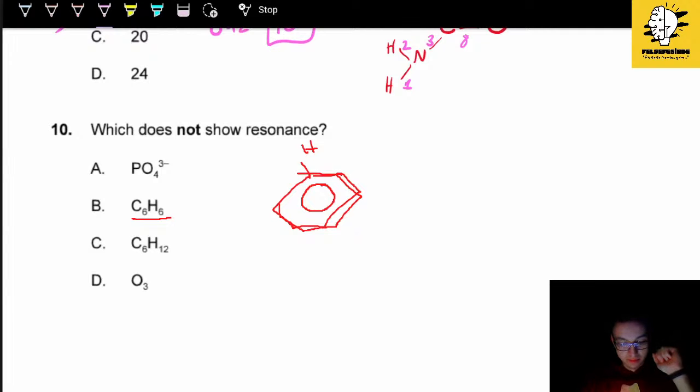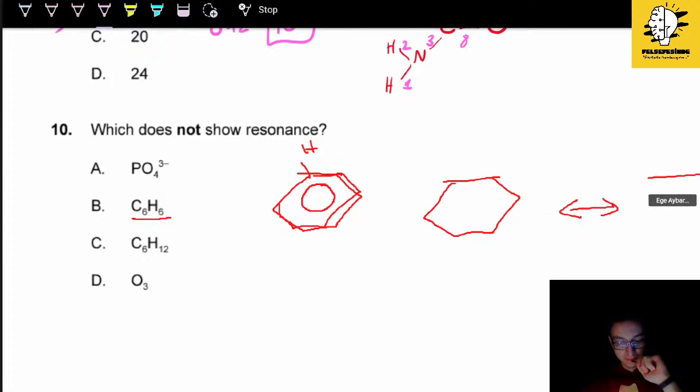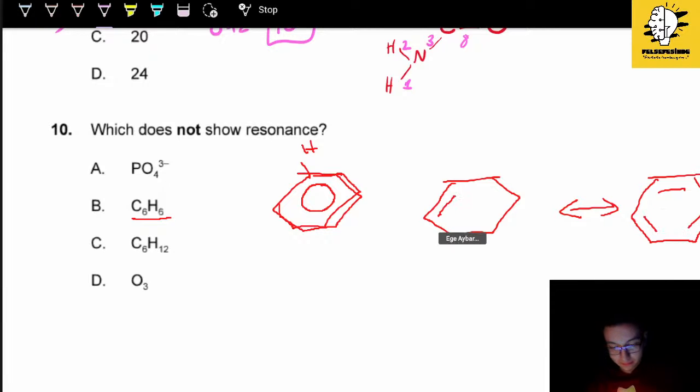And this is actually resonance, because we can write it like this. Let me do it. Or like this. And this is actually delocalization, and we write the double bonds in different ways. Okay, so we eliminate this. Let's come to C.